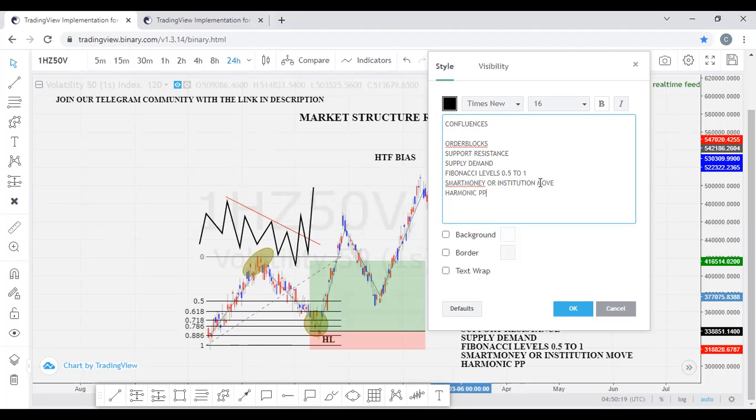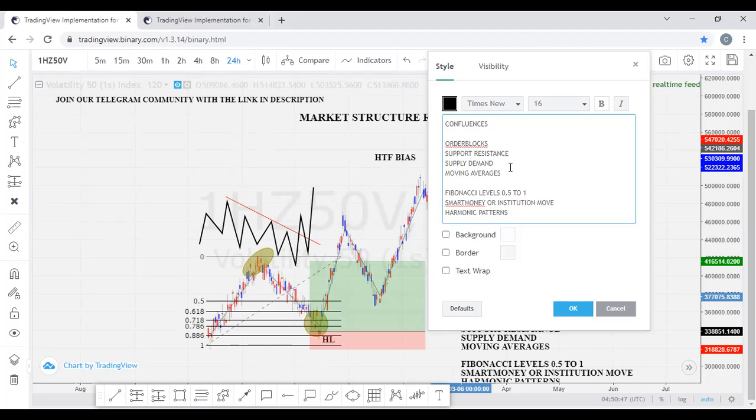So these are the confluences you could use for your trading. These are the confluences you should look out for placing a trade. I forgot to mention one: moving averages. Your moving averages should also be in confluence, the crosses, the divergence, and all of that. So the moving averages should be in confluence.